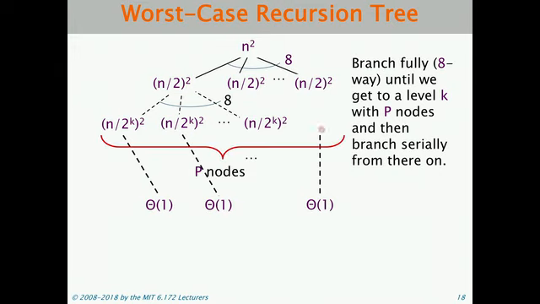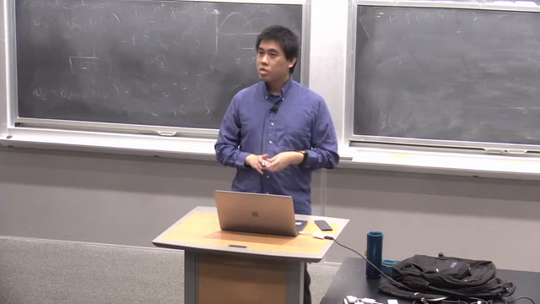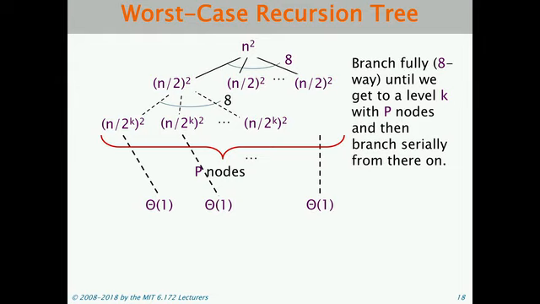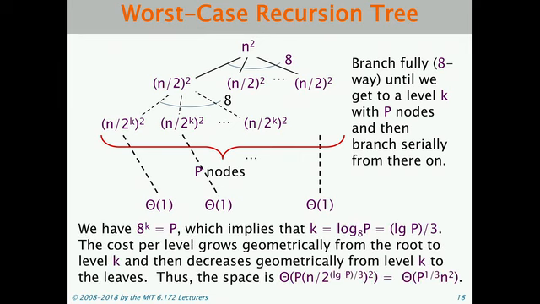So let's say I have this level k here where I have P nodes. So what would be the value of k here? So if I branch 8 ways, how many levels do I have to go until I get to P nodes? Yes. Is it log base 8 of P? Yeah, so it's log base 8 of P. So we have 8 to the k equal P because we're branching 8 ways. And then using some algebra, you can get it so that k is equal to log base 8 of P, which is equal to log base 2 of P divided by 3.